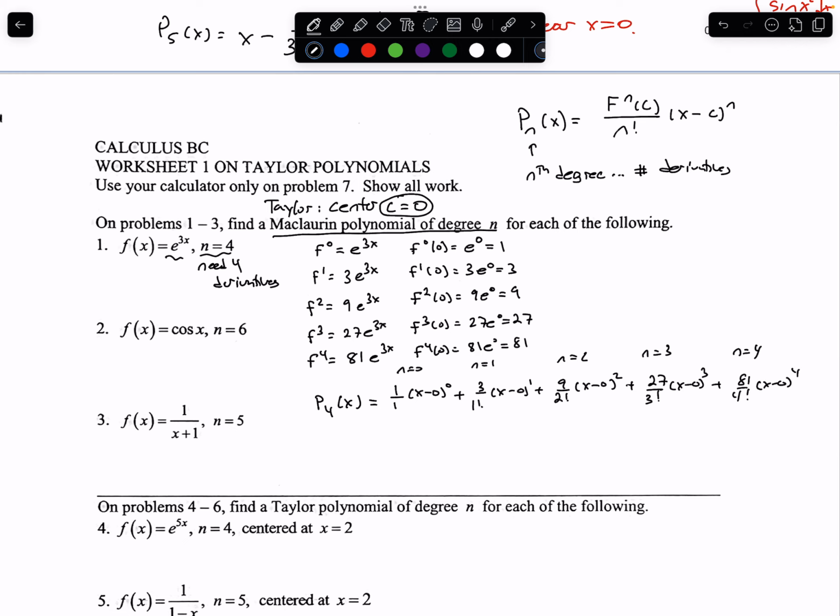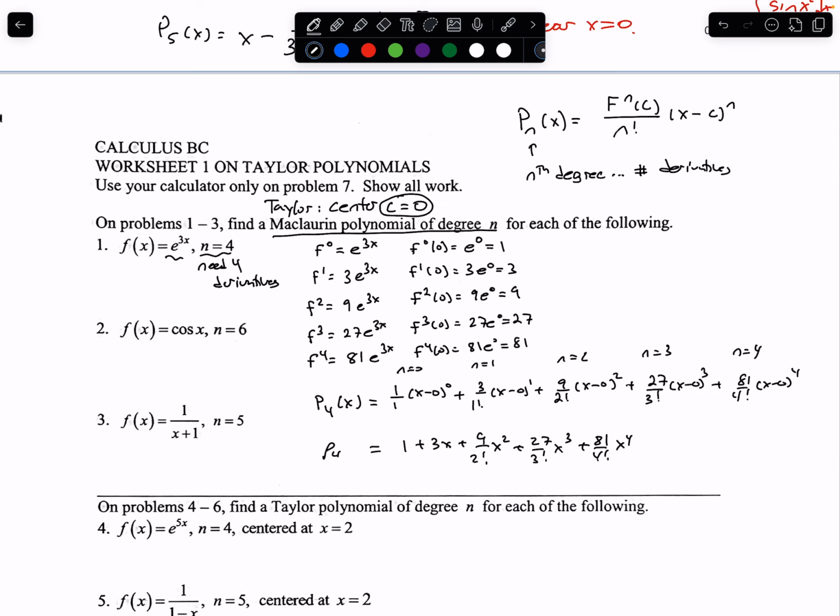Now, you can leave it like this. This is perfectly okay to leave. Nothing wrong with that. We will accept that. But if you clean it up, the entire first term is just 1, plus this becomes 3x, plus 9 over 2 factorial x squared, plus 27 over 3 factorial x cubed, plus 81 over 4 factorial x to the fourth.